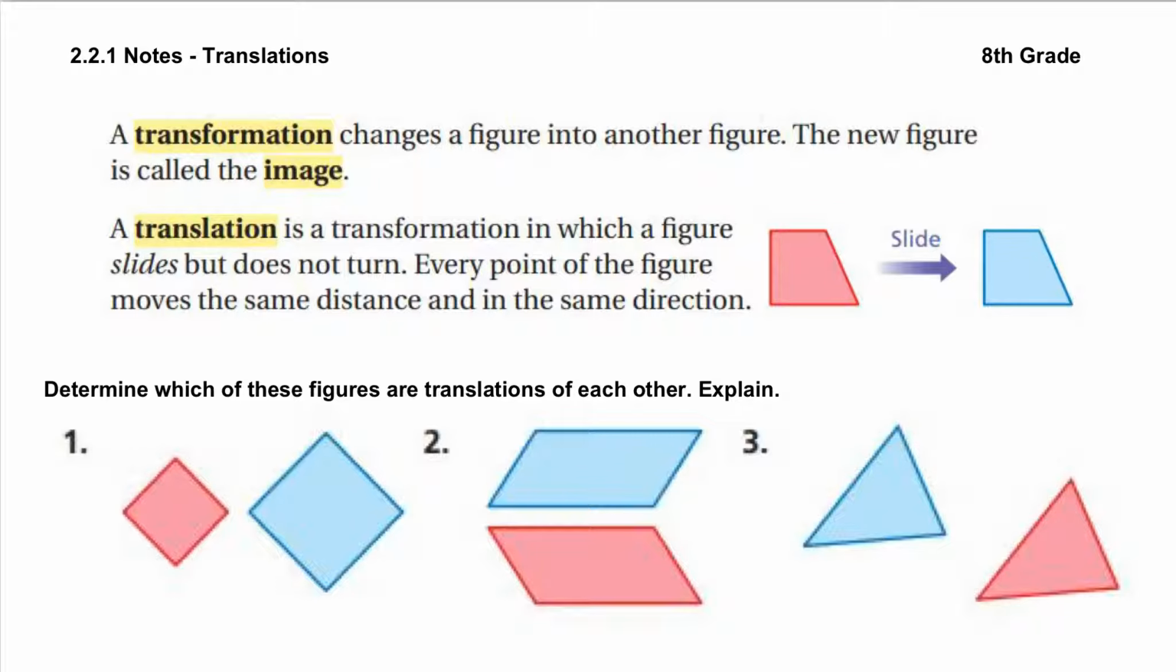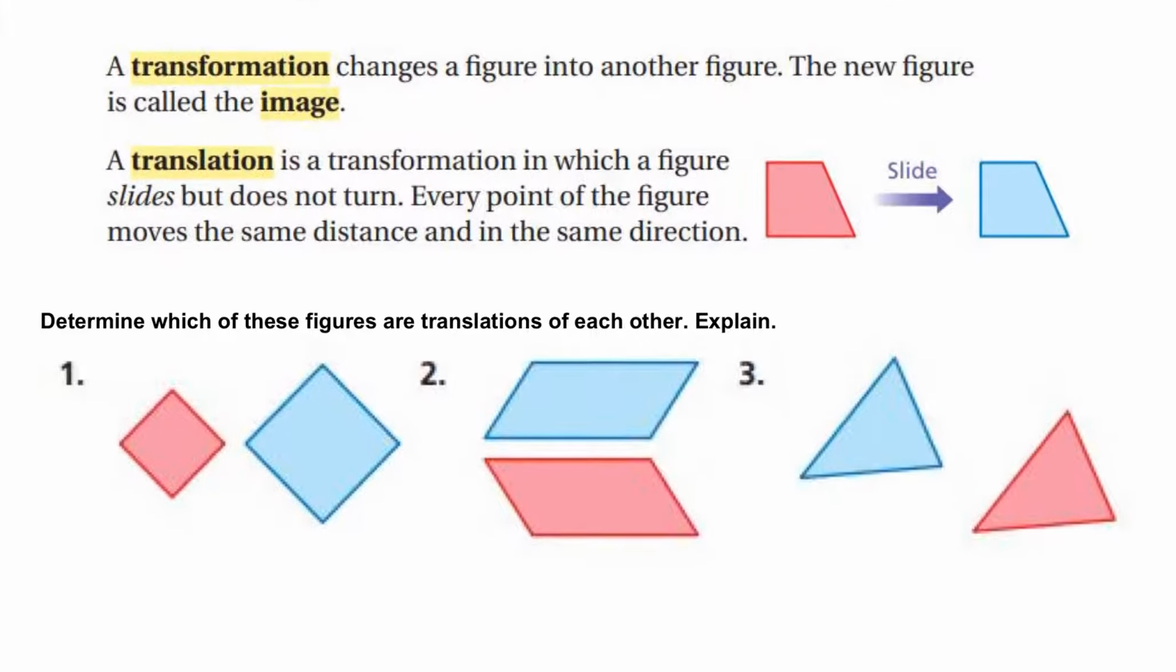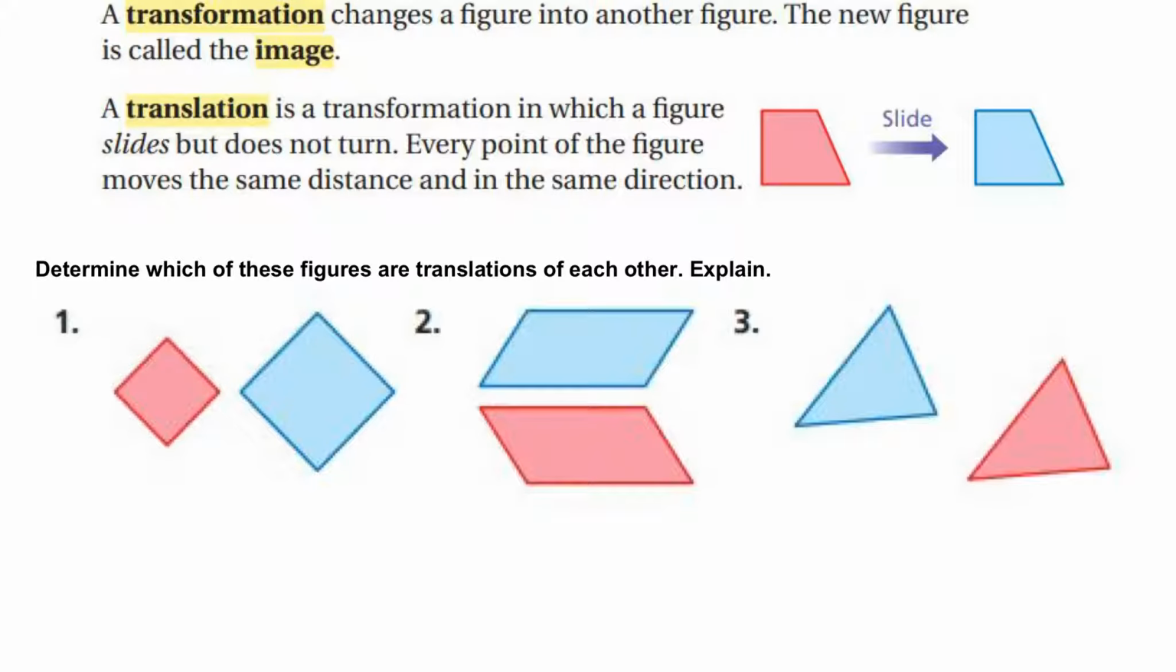Okay. It's important to note that every single point on the figure is going to move the exact same distance. That ensures when we perform our translation, we get an image that has the same size and the same shape as the original figure. So first example here, they want us to determine out of these three groups of figures here, which are translations of each other.